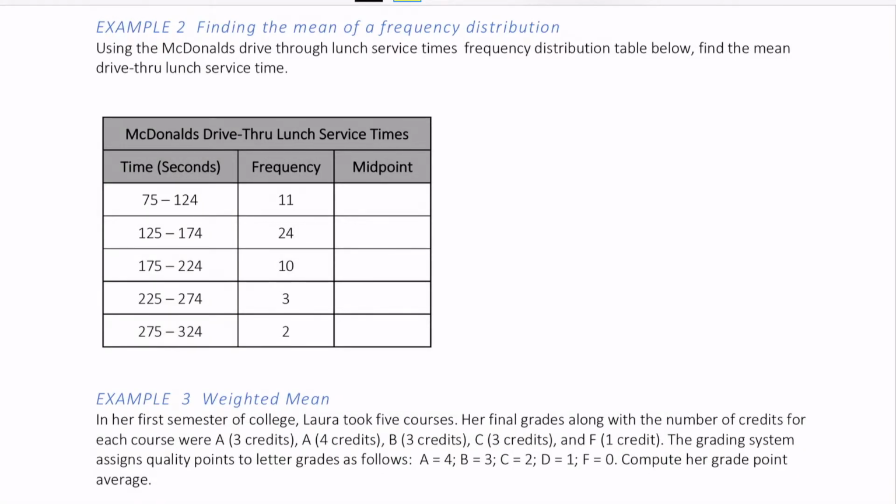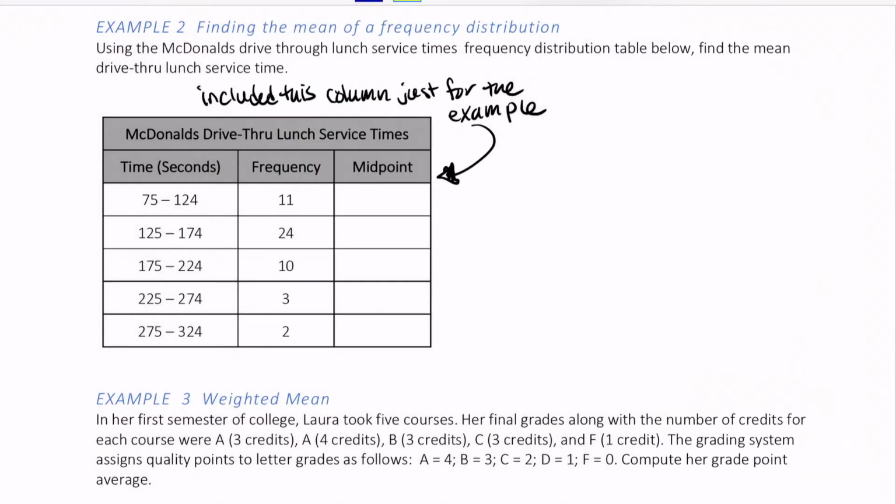Example 2, finding the mean of a frequency distribution using the McDonald's drive-thru lunch service times frequency distribution table below. Find the mean drive-thru lunch service time. This column is not necessary. I added it in there to make this example a little bit easier. Now let's find the midpoint of each class. This first class has a midpoint of 75 plus 124 divided by 2, which is 99.5.